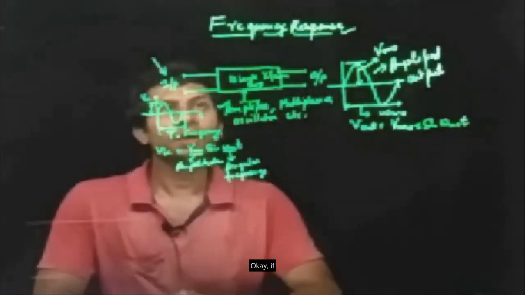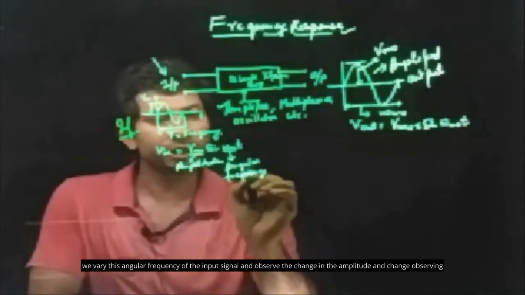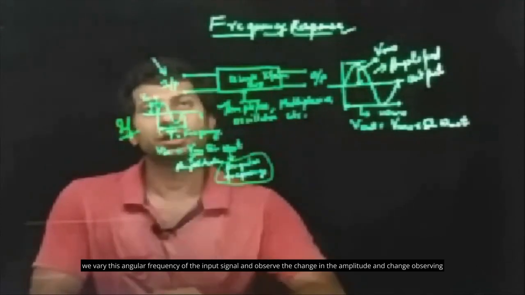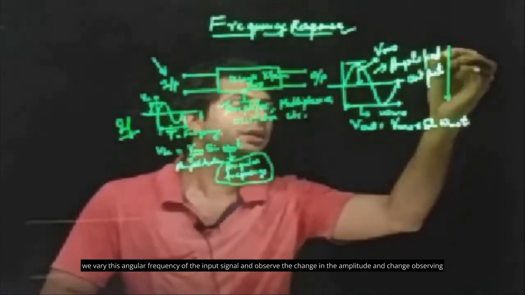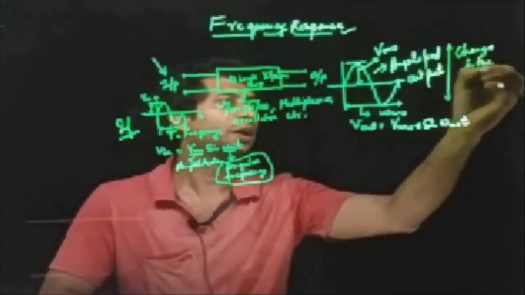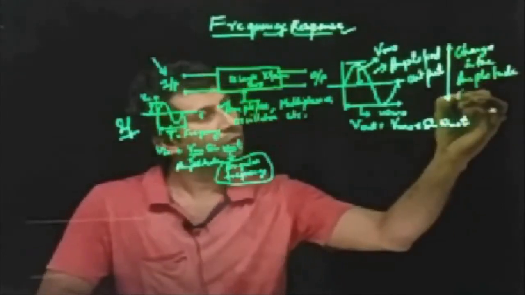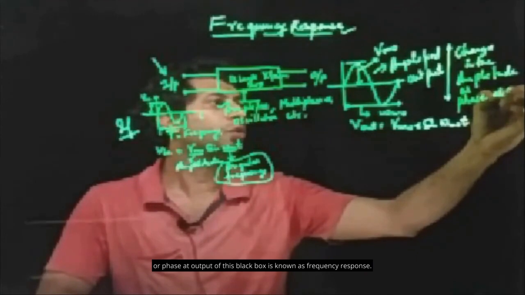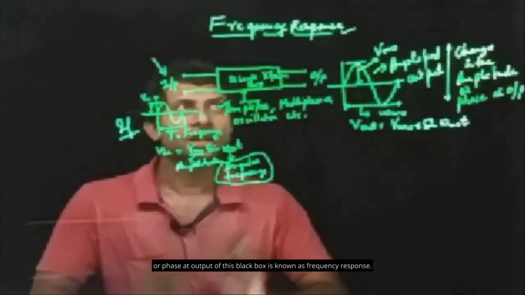Okay, if we vary this angular frequency of the input signal and observe the change in the amplitude or phase at the output of this black box, this is known as frequency response.